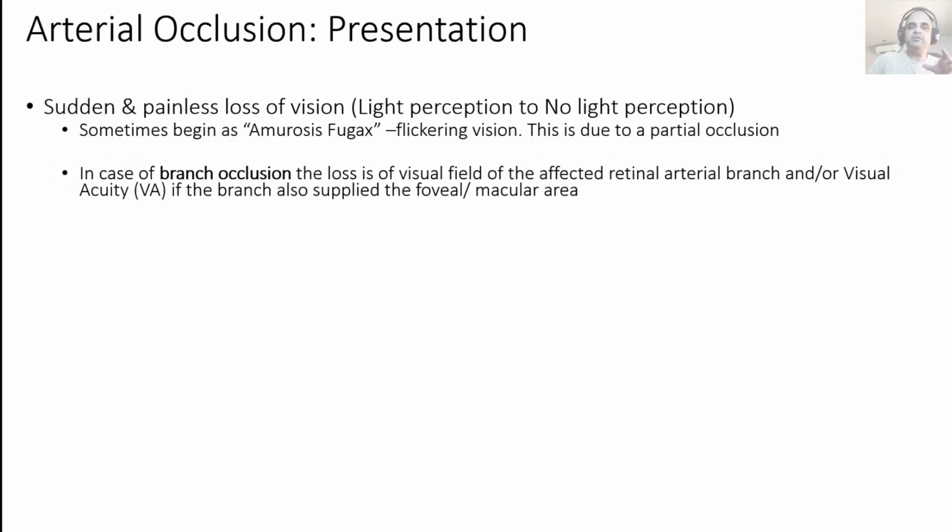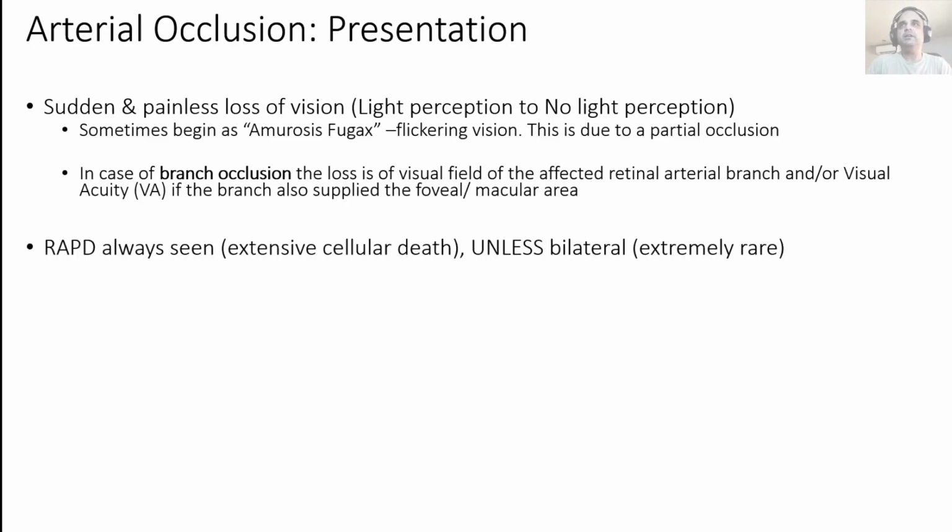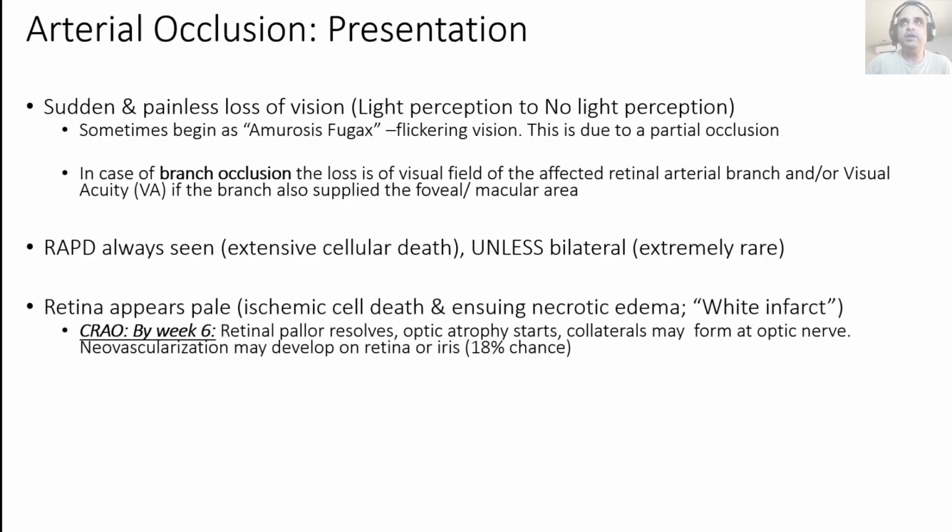In branch occlusion, it's a loss of visual field more than a loss of visual acuity, simply because you have a branch affected. And obviously, if the foveal or macular perfusion suffers, you will have a loss of visual acuity as well. And RAPD is always seen in central retinal artery occlusion unless it's bilateral, which then becomes really, really rare.